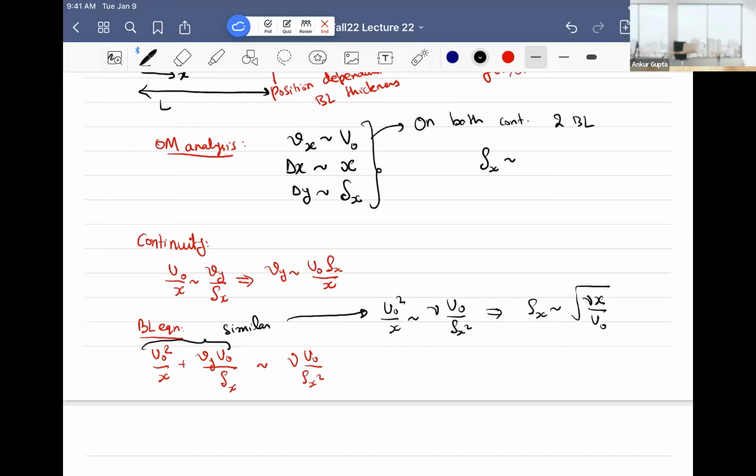Then it decreases with an increase in velocity, which also makes sense, that if I'm flowing really fast over the flat plate, I'll have a thinner boundary. So it's intuitively correct. Any questions here? Okay.